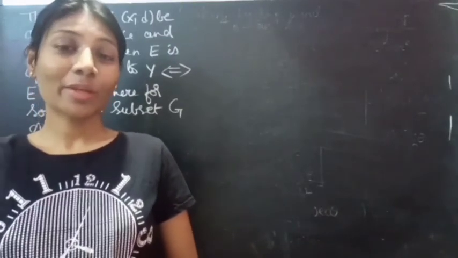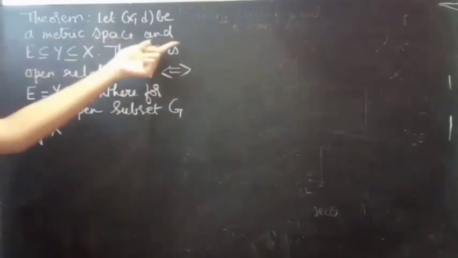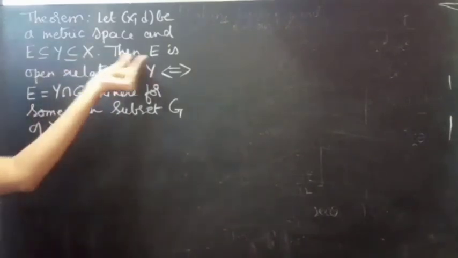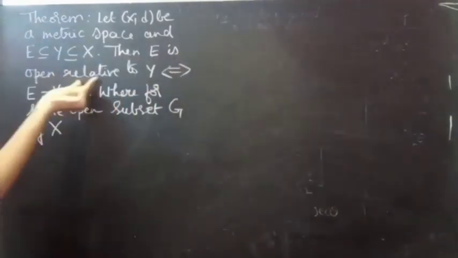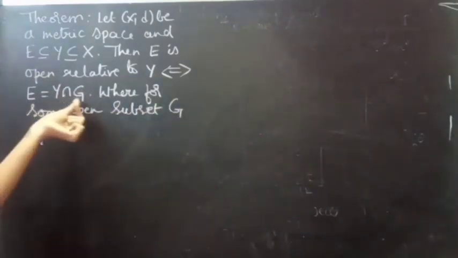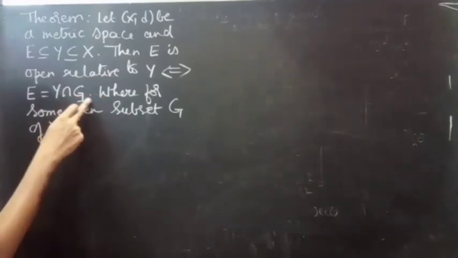So in this video, we are going to see a theorem based on open relative to Y. Okay, so here is the statement. Let (X, d) be a metric space and E is a subset of Y, which is a subset of X, then E is open relative to Y if and only if E equals Y intersection G, for some open subset G of X.